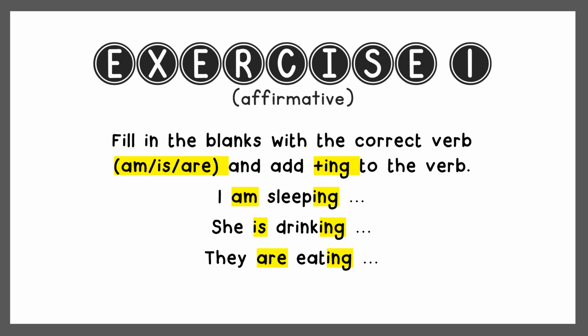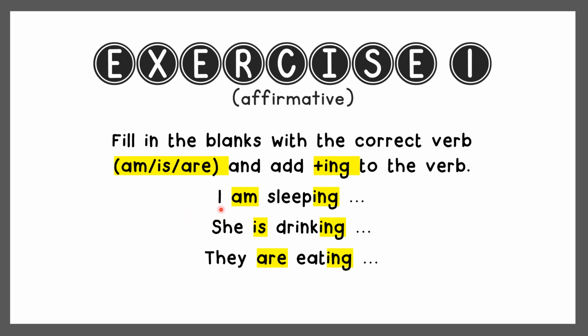Okay, let's start with your handout. Exercise 1, affirmative. Affirmative means kita akan fokus dekat am, is, are plus ing. Okay? Ayat-ayat betul semua. Yes, yes, yes. Okay? Fill in the blanks. Isi tempat kosong with the correct verb. Am, is, are. Okay? Awak pilih nak tulis apa. Am ke, is ke, are. And add plus ing to the verb. Tambah ing to the verb.